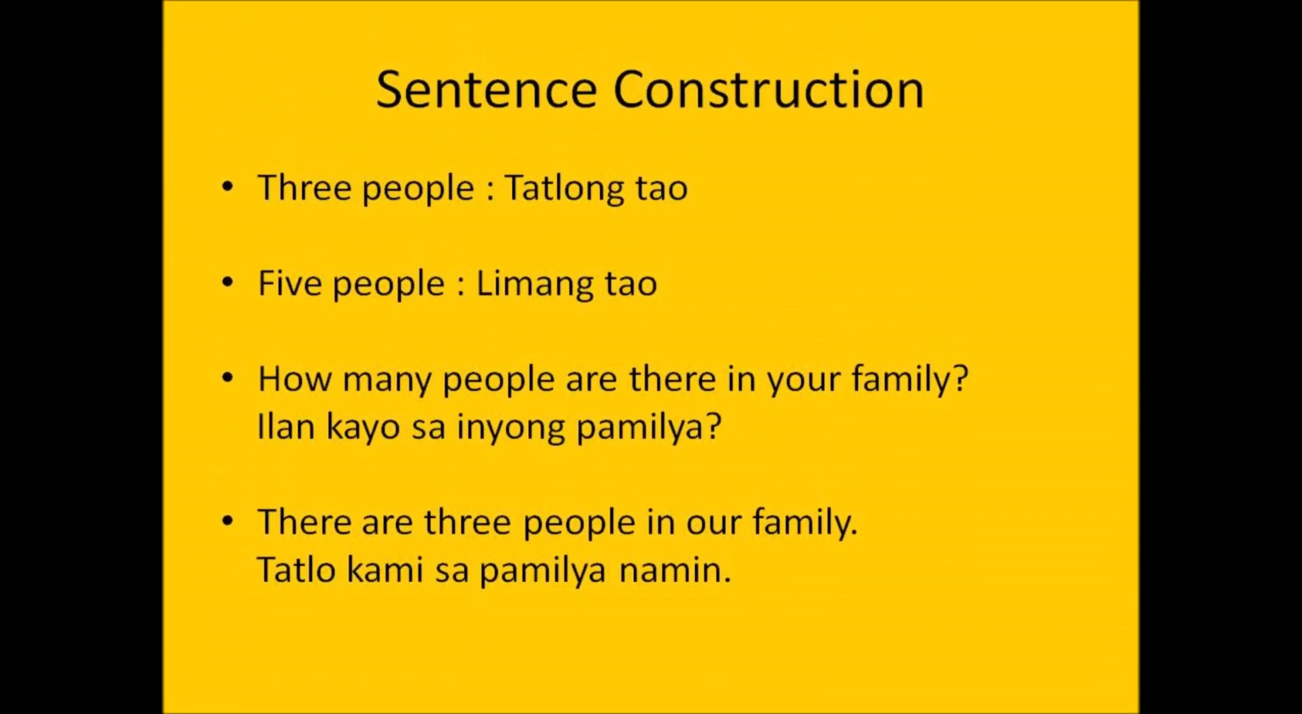We shall move on to more sentence construction. Tatlong tao, which means 3 people. Tao is used to refer to people in third-person speech. Limang tao, which means 5 people. Ilan kayo sa inyong pamilya? How many people are there in your family? 3 kami, sa pamilya namin. There are 3 people in our family.